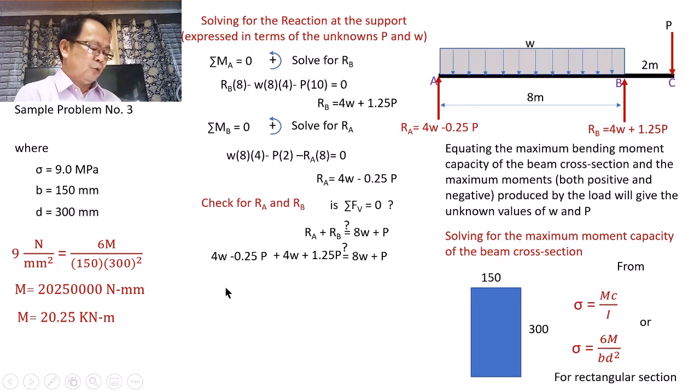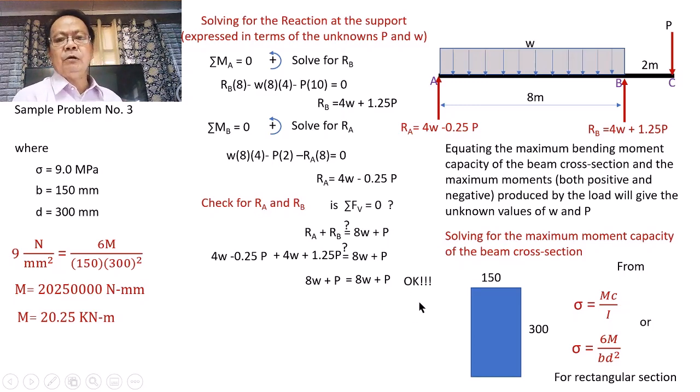Pag sinubstitute naman natin itong RB dito, we have here 4W plus 1.25 of P, equal sa 8W plus P. So, when we simplify, yung 0.25 dito, mababawasan dito, ito will be added. So, this becomes 8W plus P on the left, equal doon sa 8W plus P on the right. So, okay siya, no? Sabihin nun, tama yung ating computation for RA at saka yung RB. So, ang ibig sabihin, safe tayo to continue. Hindi tayo mag-worry na sa haba-haba pala ng ating ginawang solution ay mali pala yung ating computation for R sub A and R sub B.